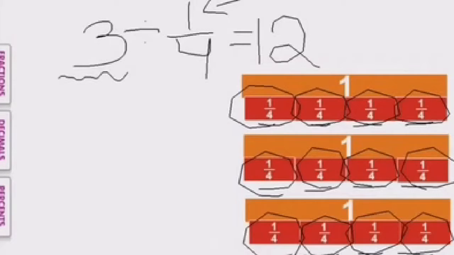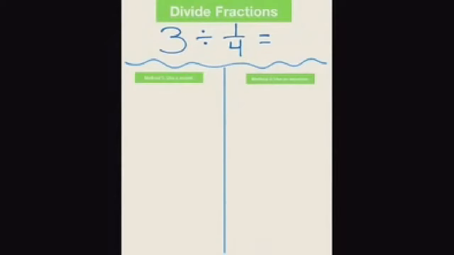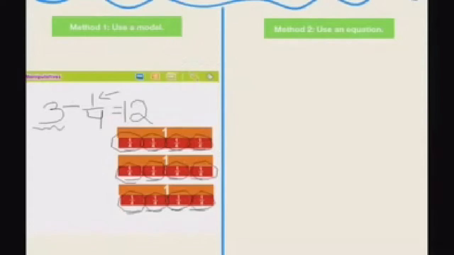Go ahead and take a screenshot of that, and then we're going to drop that into GoodNotes. Okay, make it a little bit bigger so we can see it. And that's how we divide with a model. Now let's divide 3 divided by 1/4 using an equation. So again, we're going to start with 3 divided by 1/4.